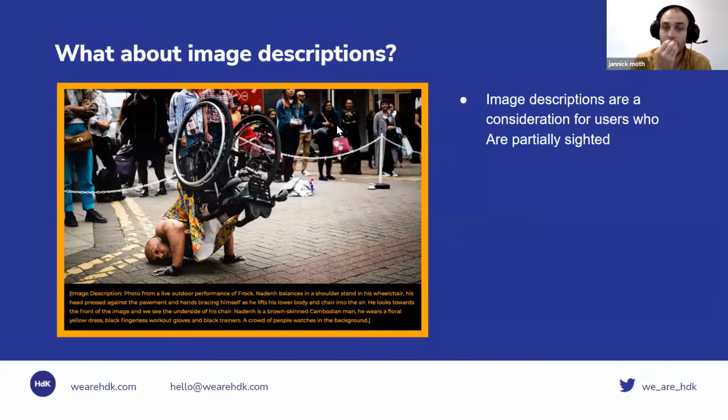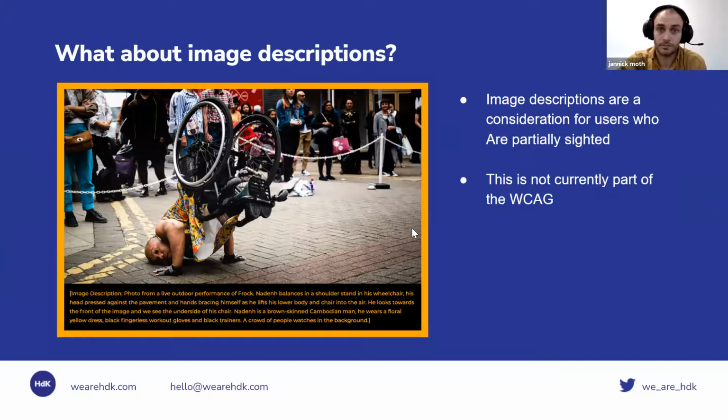So this would be if you're partially sighted, you can't pick out all the detail, but having the image description will allow you to either understand the context and content or be able to pick out the content. But just to say, this is not part of the WCAG compliant checklist. Alt tag is. So this is where you would use a more expressive description of the image.